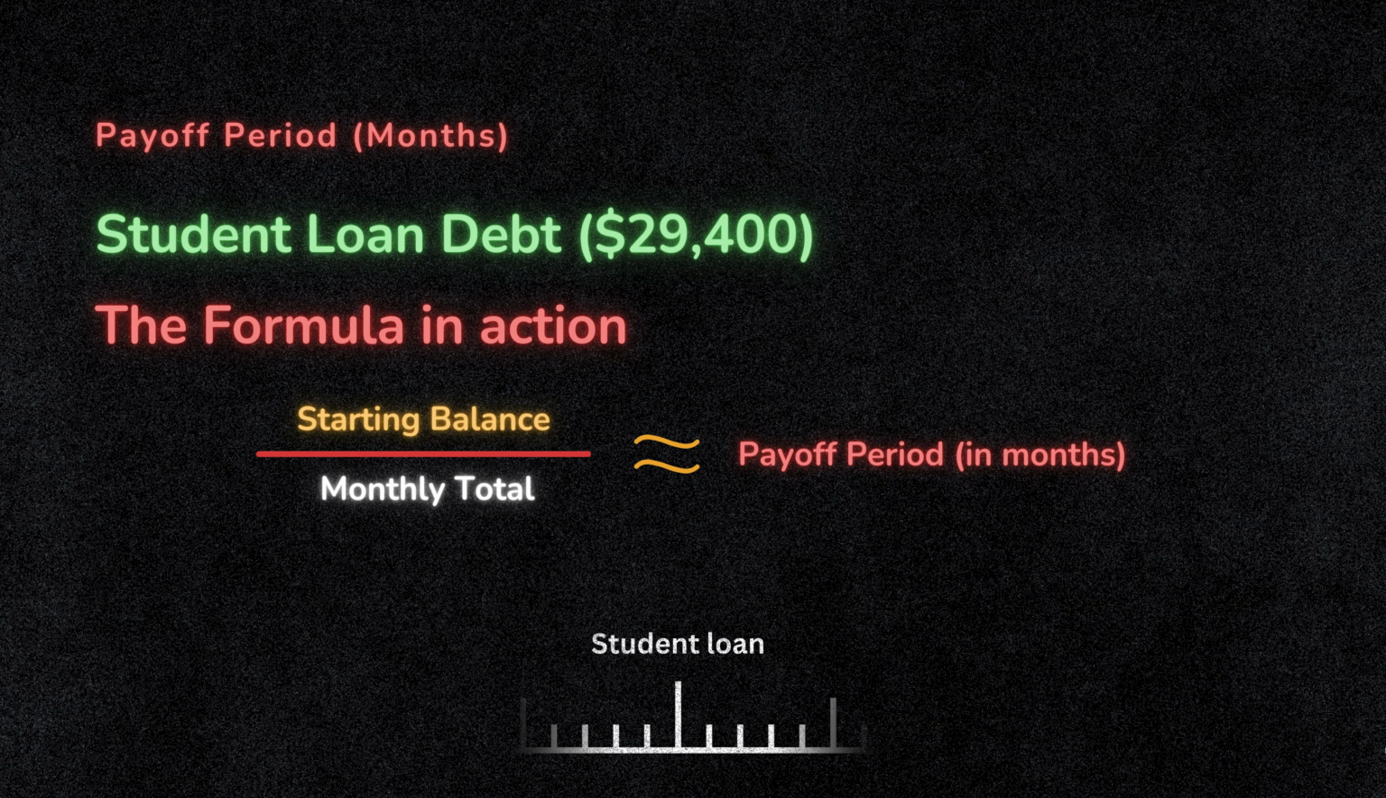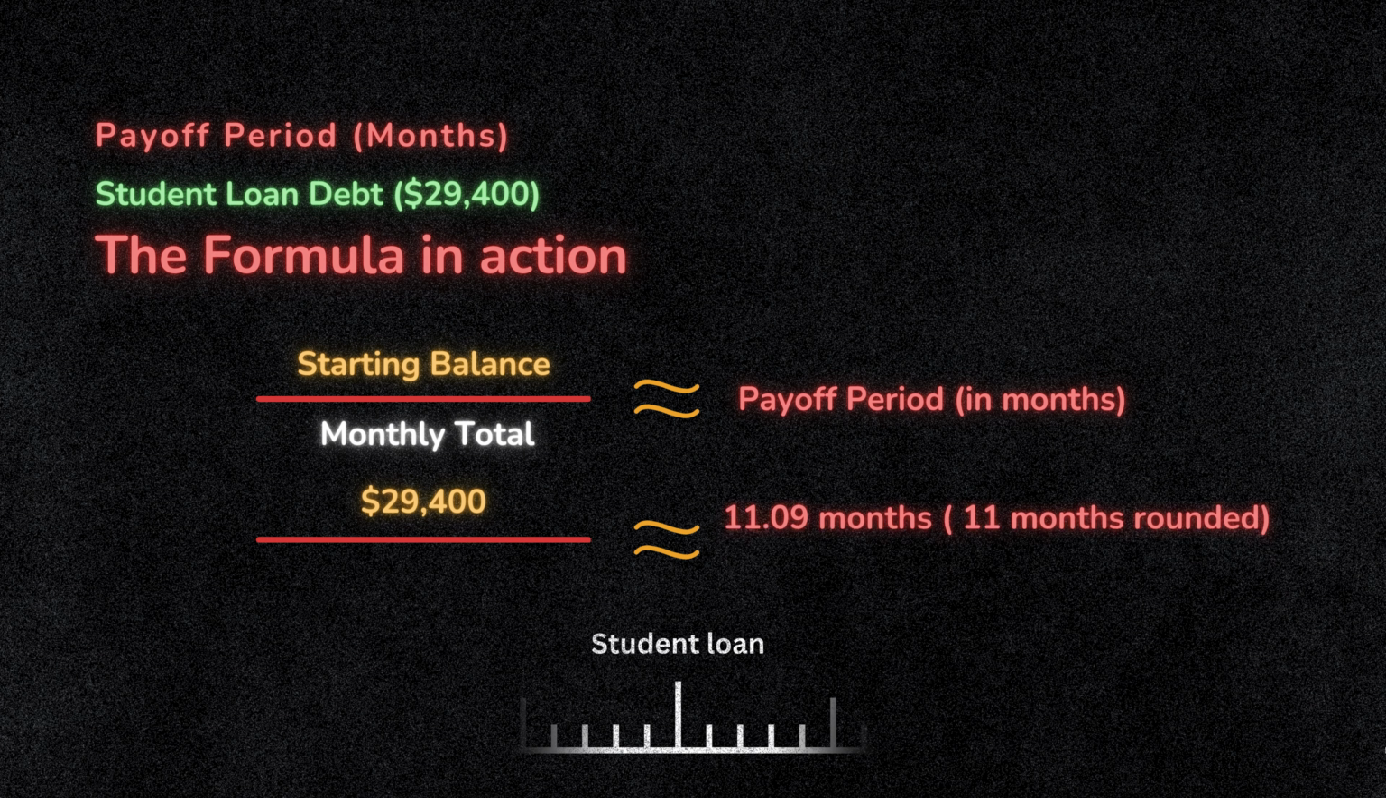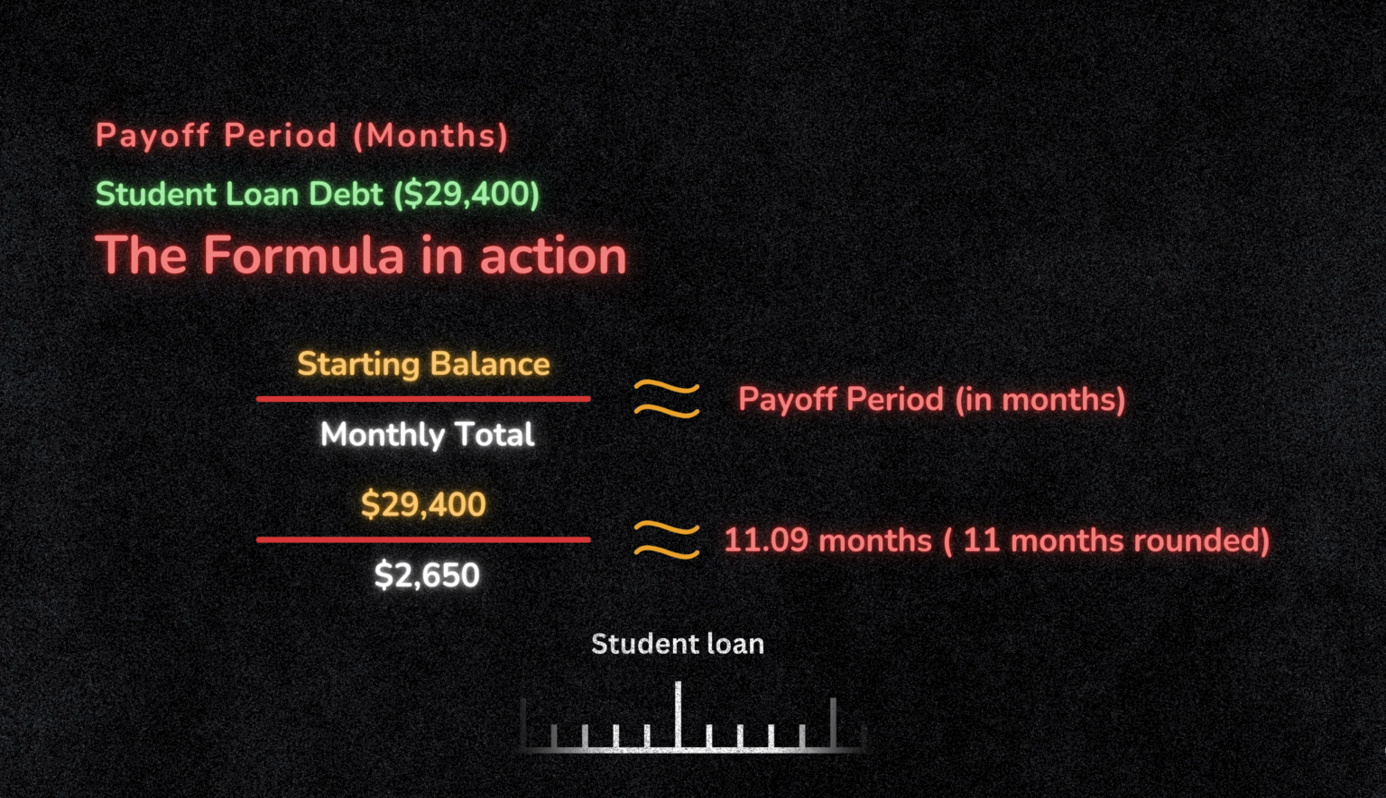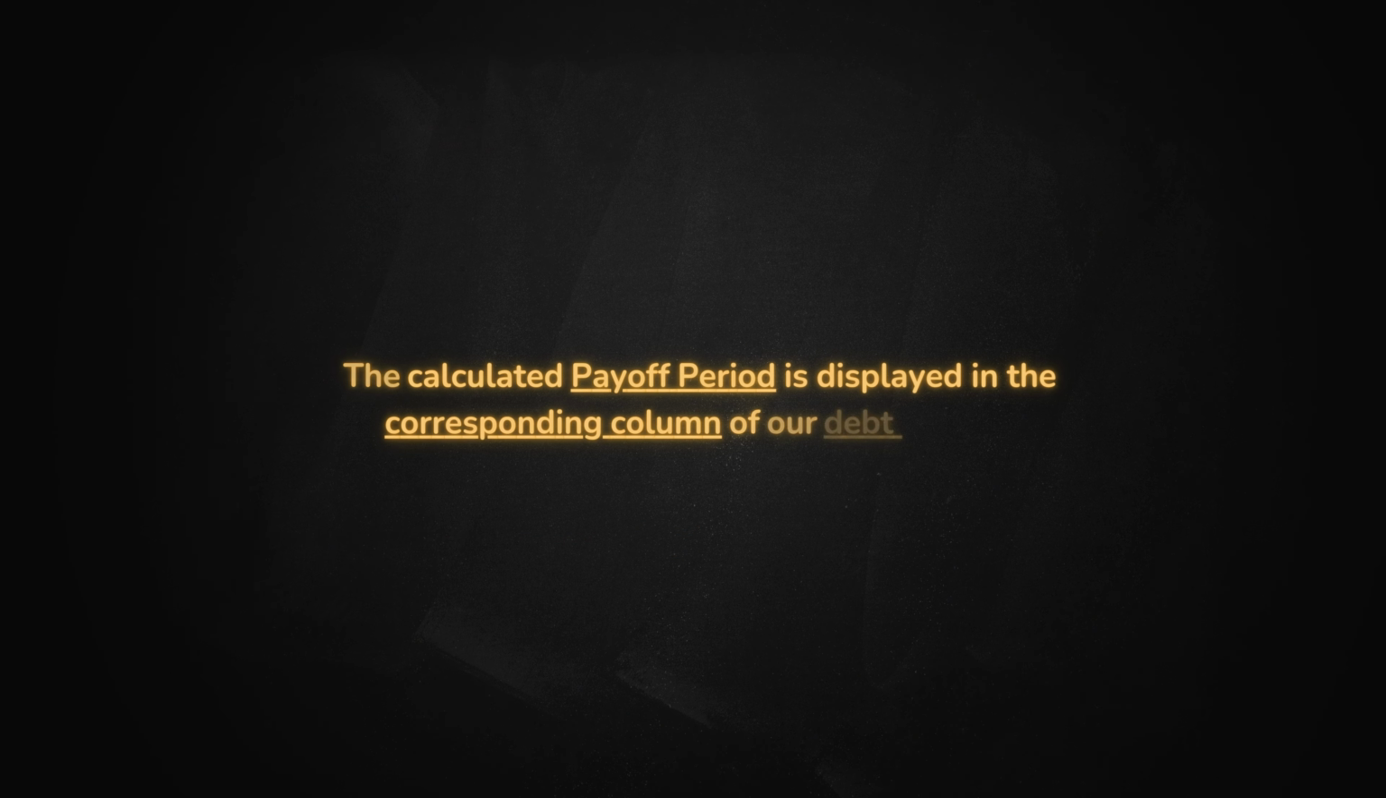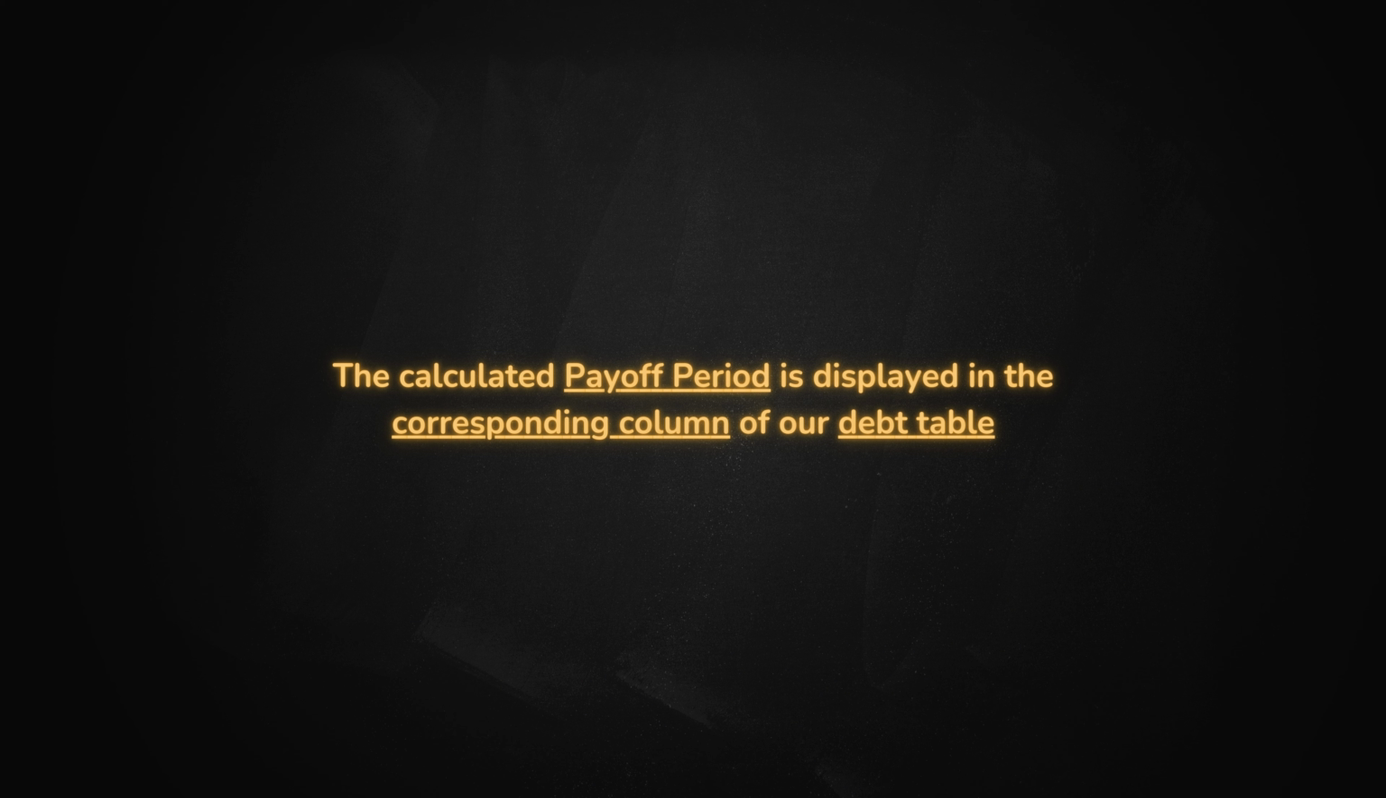Calculate the payoff period using the formula provided. Divide the starting balance by monthly total for the payoff period. The calculated payoff period is displayed in the corresponding column of our debt table.